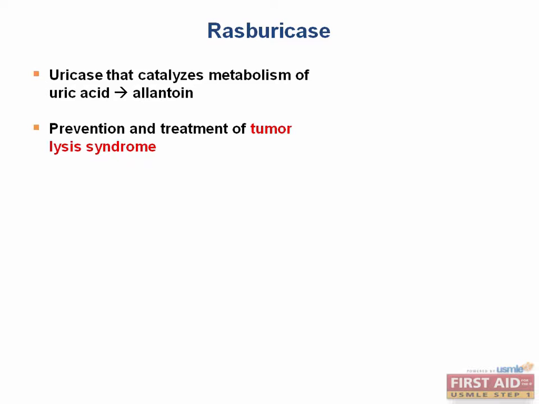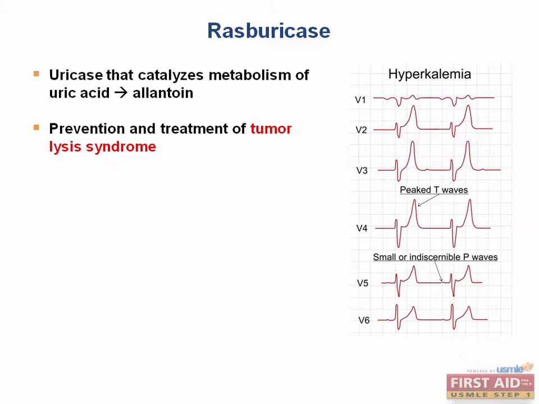The last drug, rasburicase, is a recombinant uricase that catalyzes the metabolism of uric acid to allantoin. A very common and high-yield clinical use for this drug is for the prevention and treatment of tumor lysis syndrome. Now quickly, how might tumor lysis syndrome present on an EKG? Correct, peaked T waves. All that potassium is being released from dying cells into the circulation. If you see this EKG on an exam and they ask you how to prevent this situation with medication, don't forget about rasburicase.